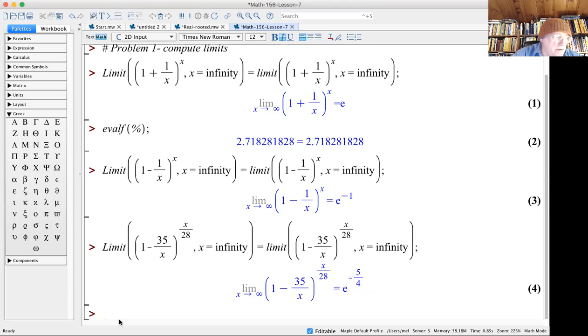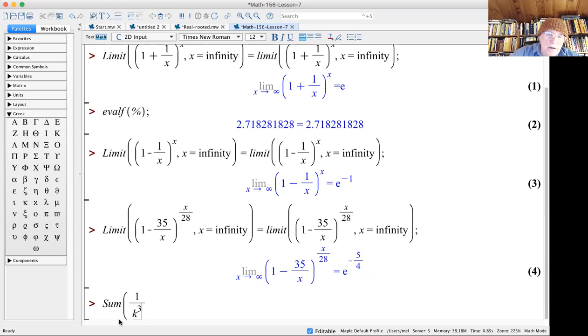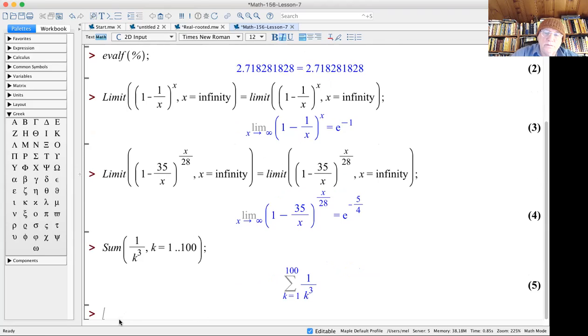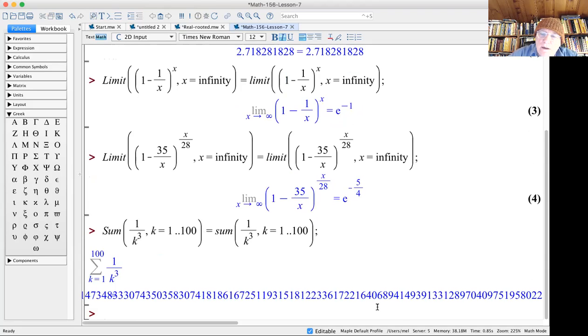Next, we have a sum. I write it with a capital S. And look at the sum of 1 over k cubed, as k goes from 1 to 100. Right, so I wrote down the problem correctly. Let me write the same thing for lowercase s. Ooh, I get something funny.